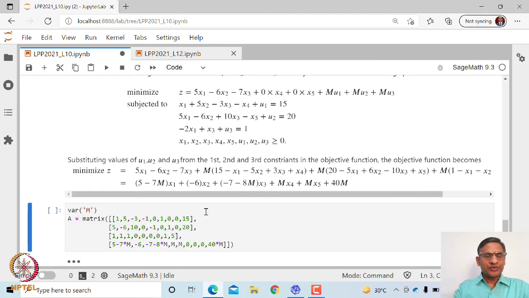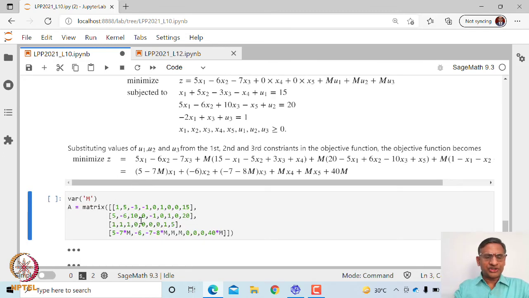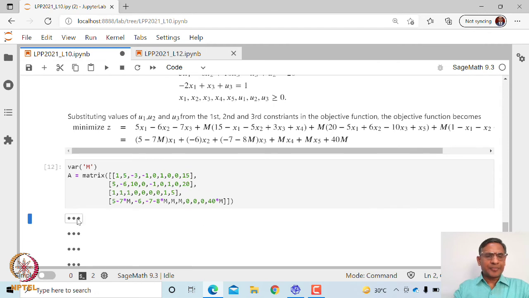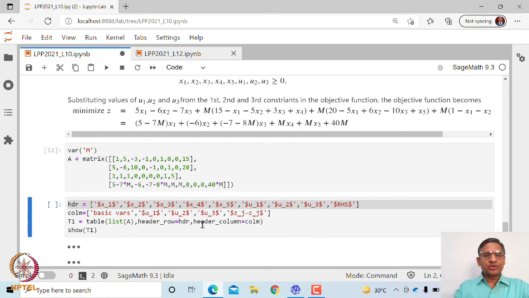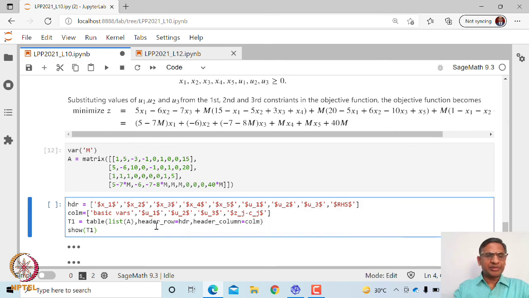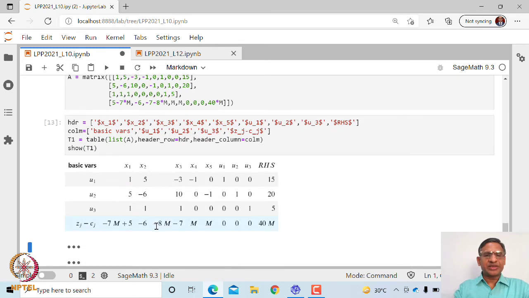Therefore, you can now again write the coefficient matrix A, which will include the right hand side and also the reduced cost coefficient row that will be at the bottom. So let us define this, and next we will create the initial basic simplex table. So that's the initial basic simplex table.